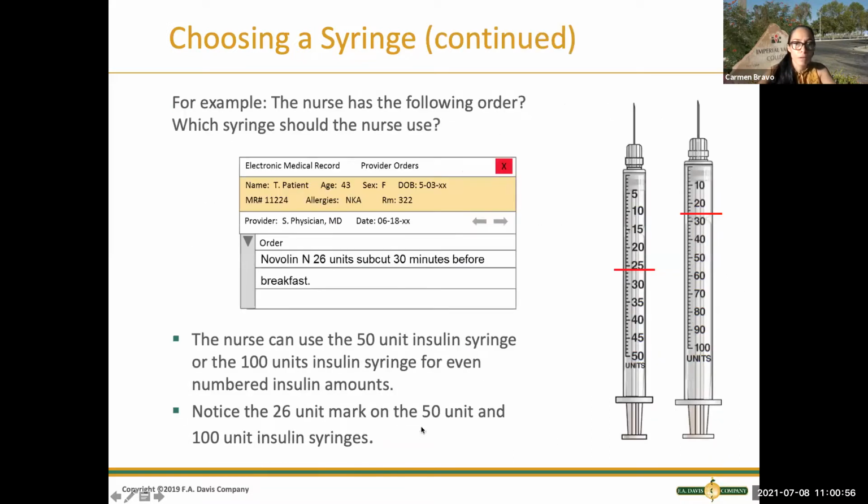And then this is another example, Novolin N, an intermediate acting insulin, 26 units, sub-Q, 30 minutes. So 26 units, and you can see, with either the 50 unit syringe or the 100 unit syringe, it gives you an example of how far you would go. So remember that on the 50 unit syringe, each line means a unit, and on the 100, each line means 2 units. It just gives you a visual, an example.